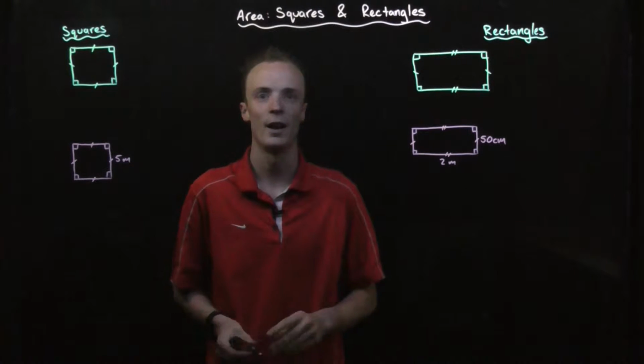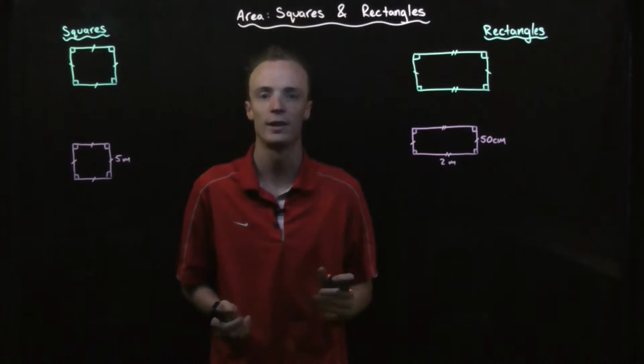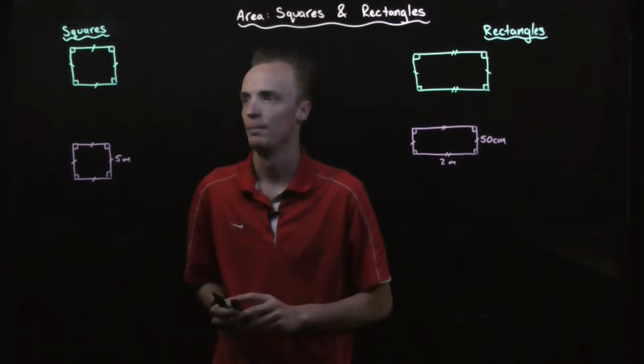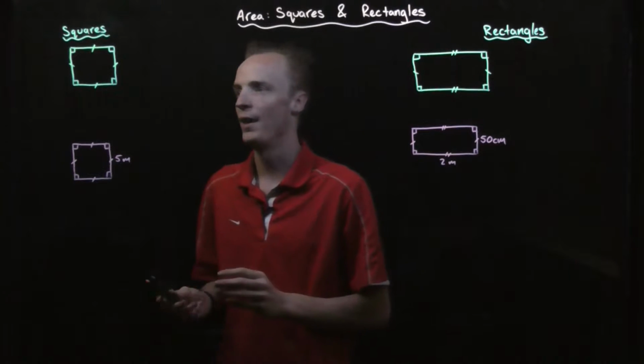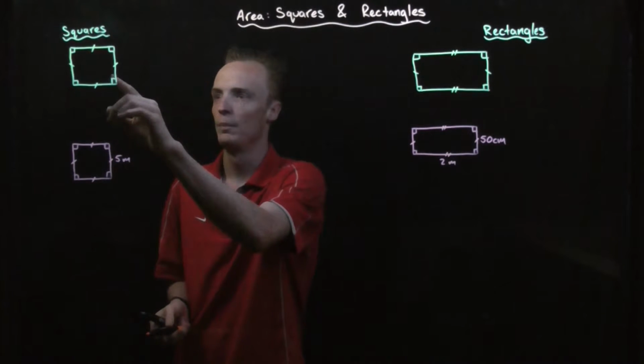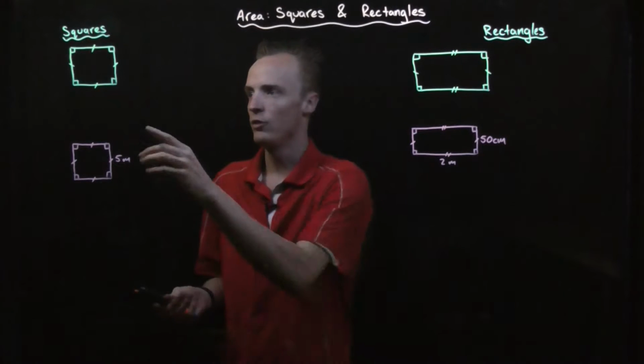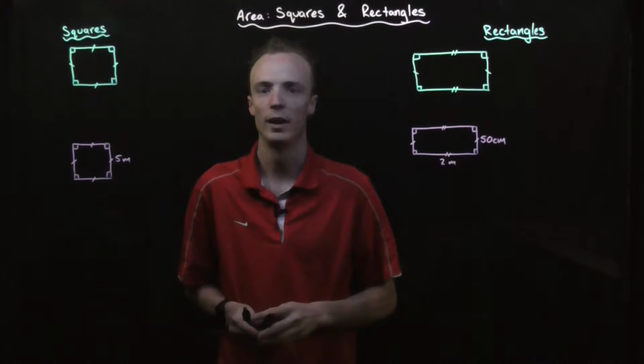In this video, I'm going to look at how we calculate the area of squares and rectangles. Let's start with squares. Now the properties of a square are that it has 4 right angles between each side, and each of the sides are going to be of equal length.